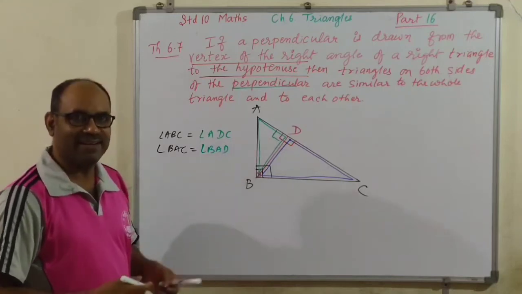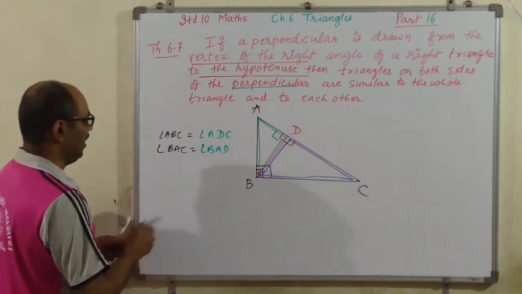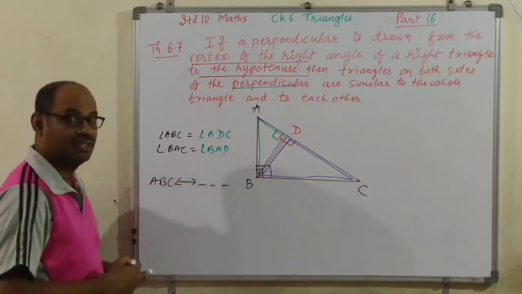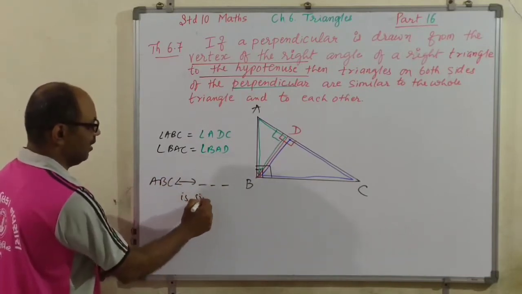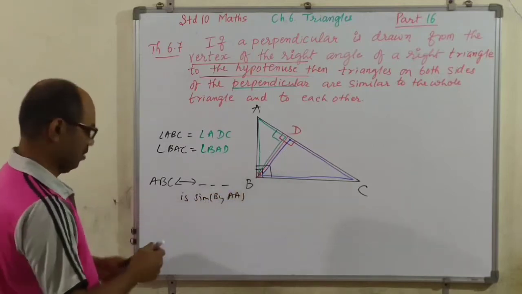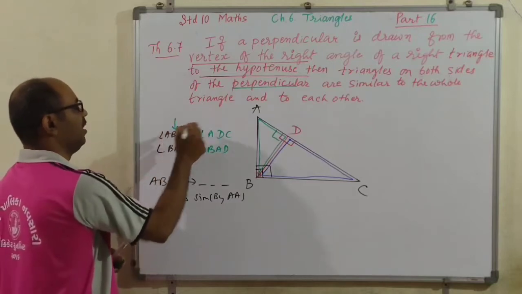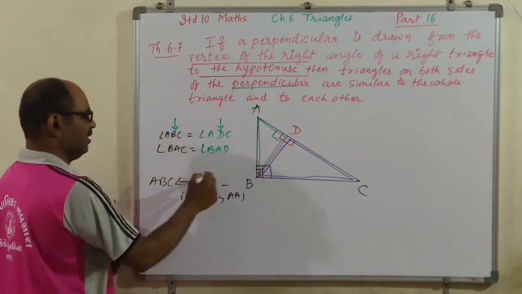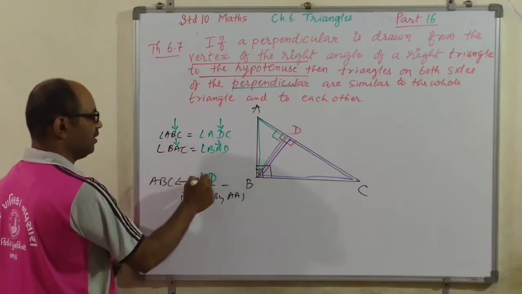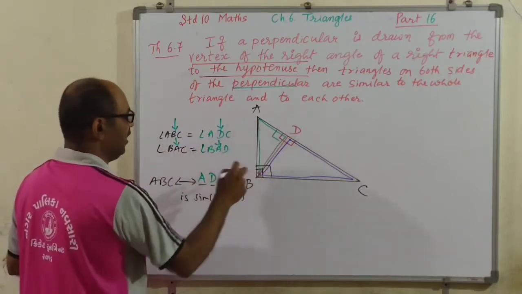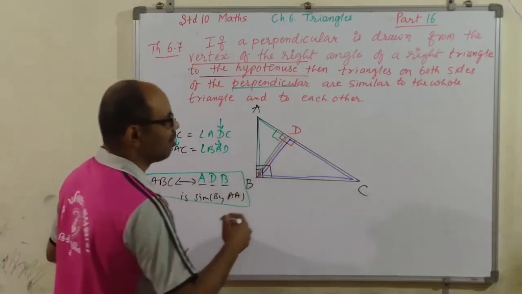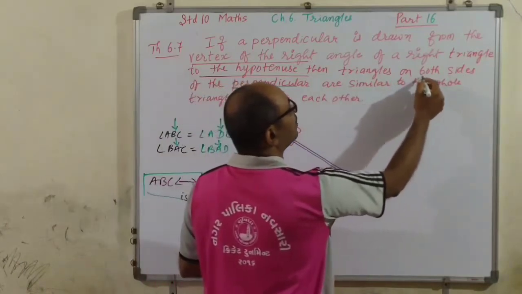So by AA criterion, ABC corresponds to dash dash dash is similarity by AA criterion. Now, follow the correspondence. B corresponds to D. B is in the center, D in the center. A corresponds to A. A is first. The left out is A, D and B. This correspondence is similarity.